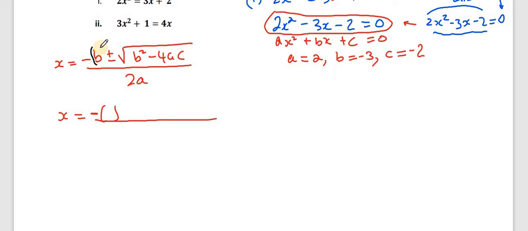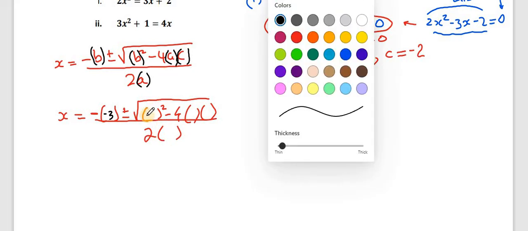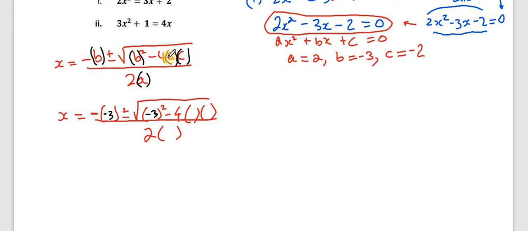So put a bracket here and replace it. Put a bracket here. Replacement. So wherever I have b, I'm going to put -3, plus or minus the square root of b squared minus 4a times c, over 2 times a. And where I have b, I put -3. Where I have a, I put 2. Where I have c, I put -2. Where I have a, I put 2.